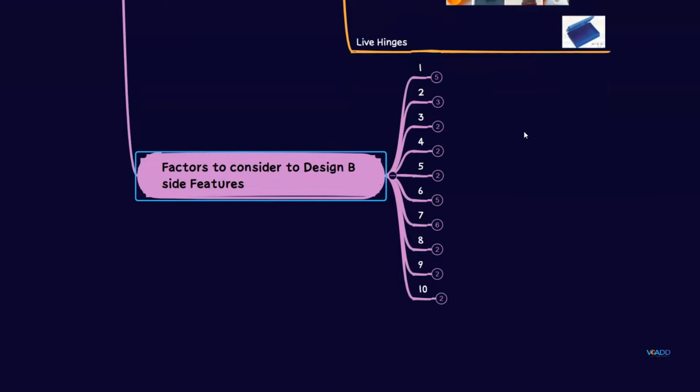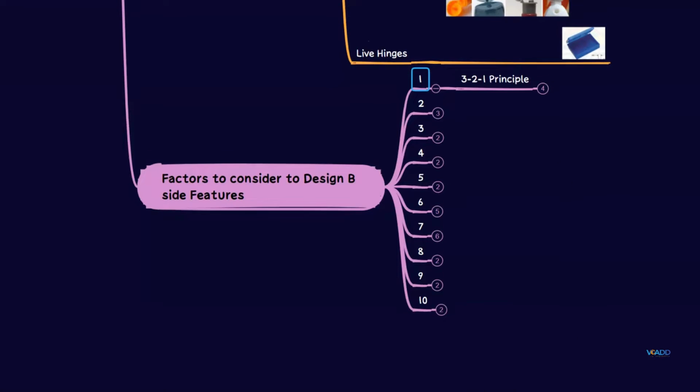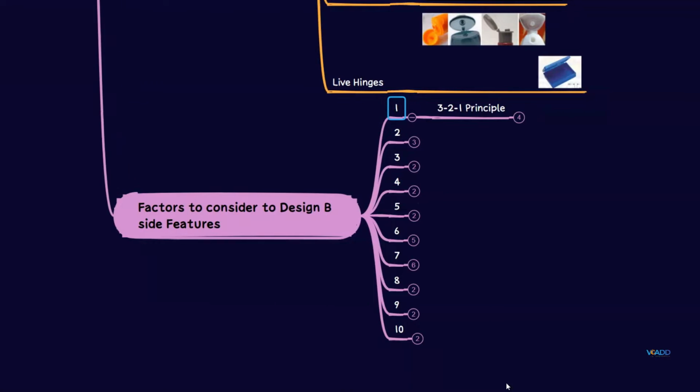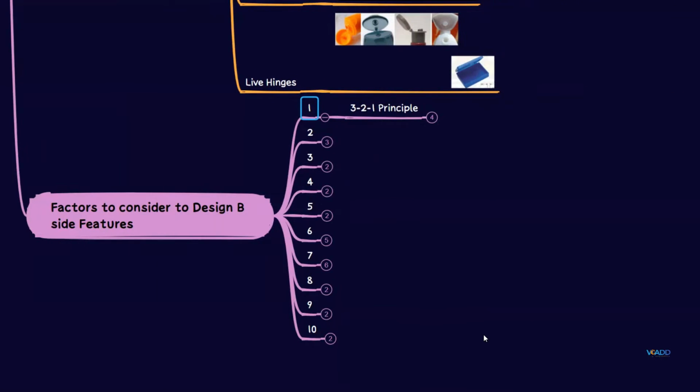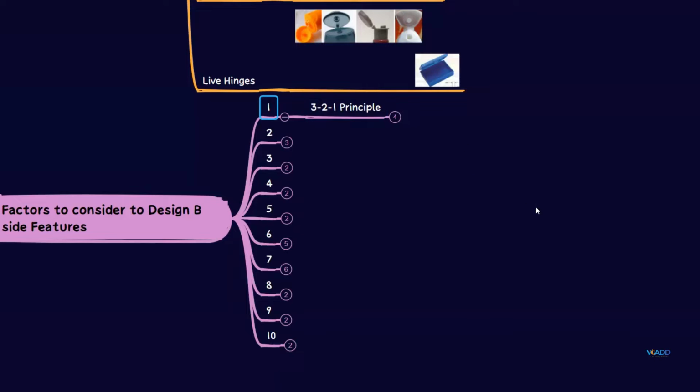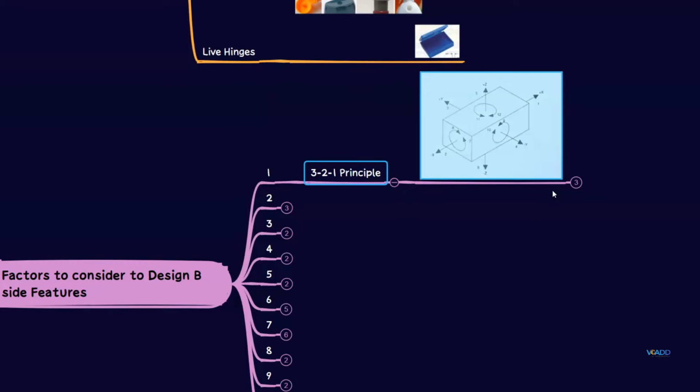Factor number one is that you have to consider the 3-2-1 principle. I hope everyone knows about the 3-2-1 principle. It's a very basic principle that you are going to lock your part in 3-2-1, meaning 3 degrees of freedom, 2 degrees of freedom, then 1 degree of freedom. That means you have to lock your part in all 6 degrees of freedom. So this is all about the 3-2-1 principle. You can see this part and you have to lock.